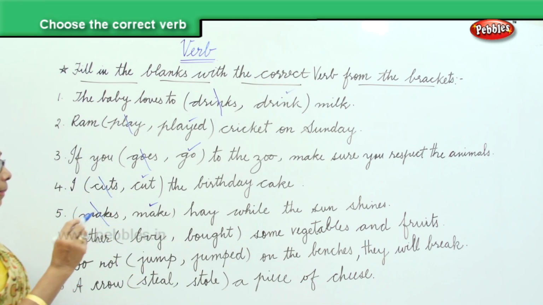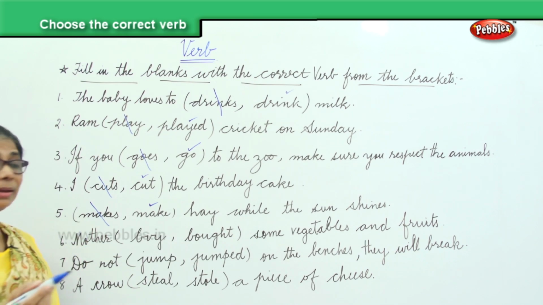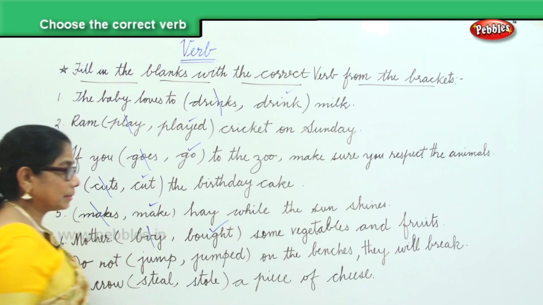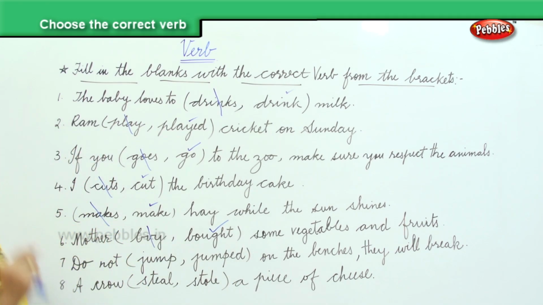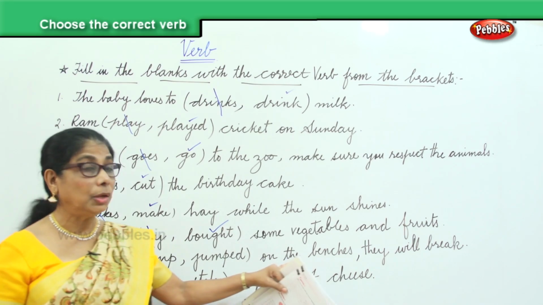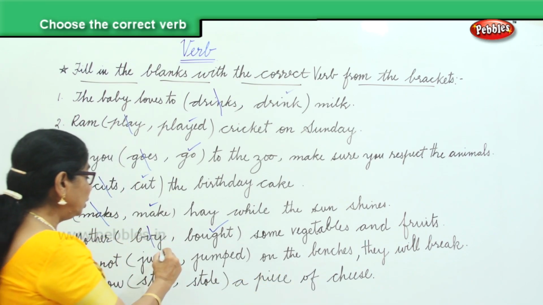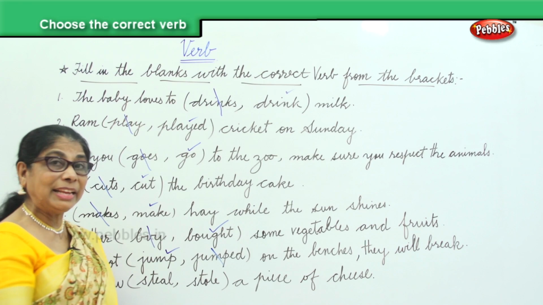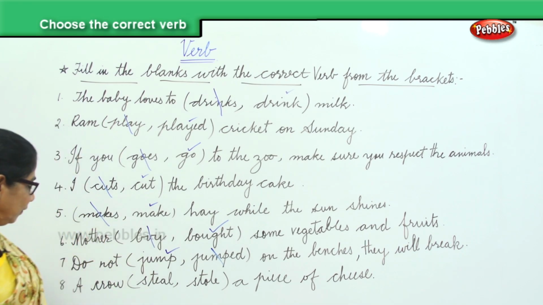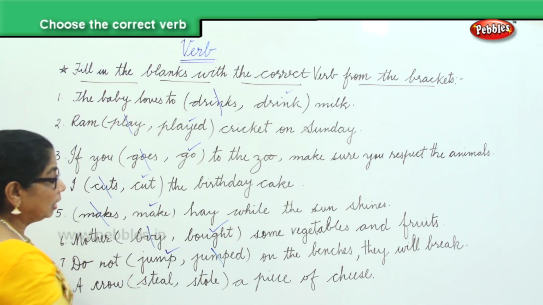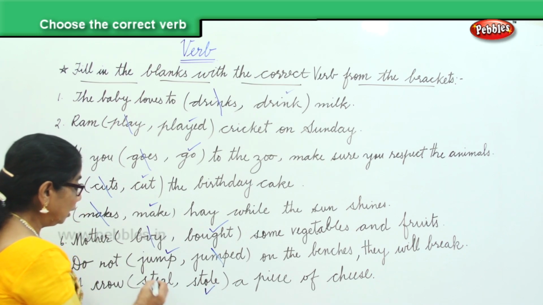Mother bought some vegetables and fruits. Do not jump on the benches. That's wrong. Do not jump on the benches. They will break. And finally we have, a crow steal a piece of cheese? You will say a crow stole.